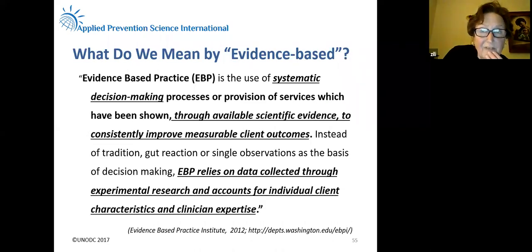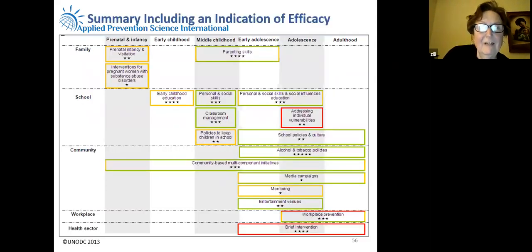There's a definition of evidence-based. This comes out of the Evidence-Based Practice Institute in Washington. It's a systematic way of making decisions using available scientific evidence that shows consistent positive outcomes, basically. This is a very complex chart, but it summarizes what is in that guide.